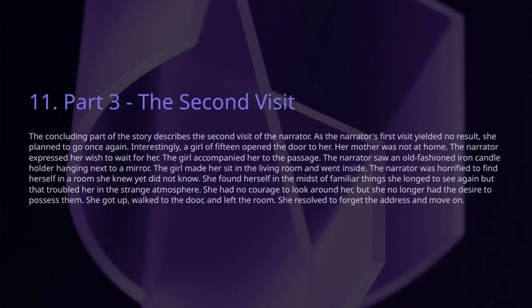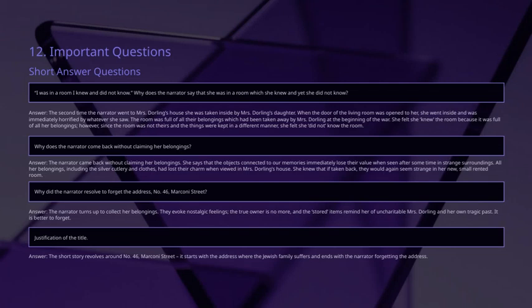It was a moment that made me realize how certain places and memories can evoke complex feelings, sometimes comfort, sometimes unease, and how important it is to know when to let go. The short story revolves around number 46, Marconi Street. It begins with the address where a Jewish family suffered during a difficult time, and it ends with the narrator forgetting the address altogether. This progression highlights how memories linked to certain places can fade over time, especially after trauma or change.